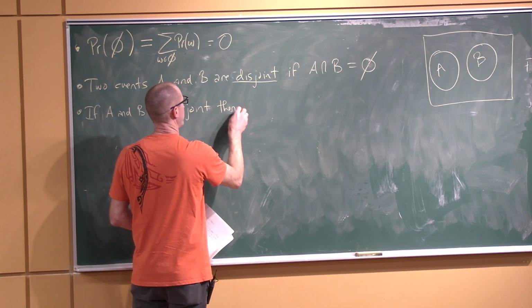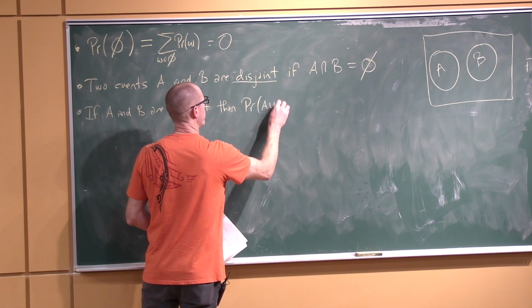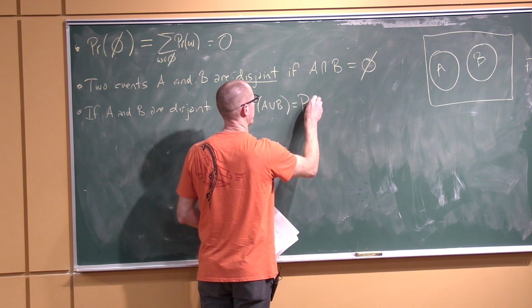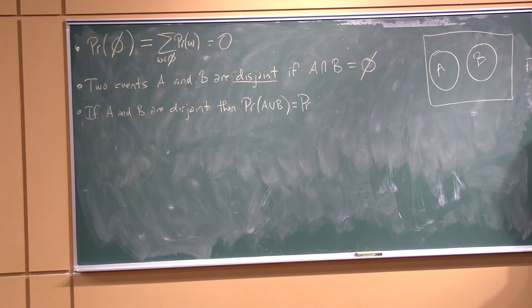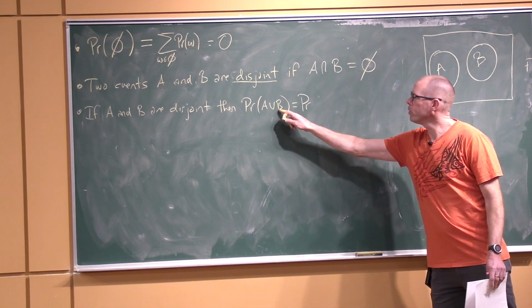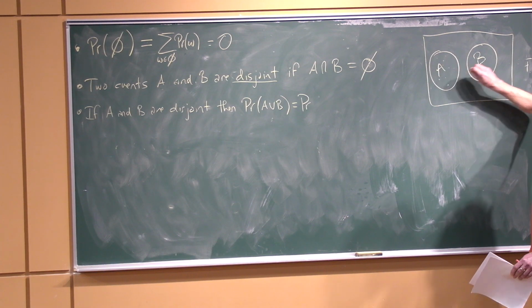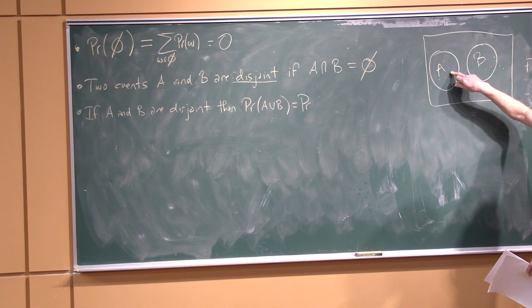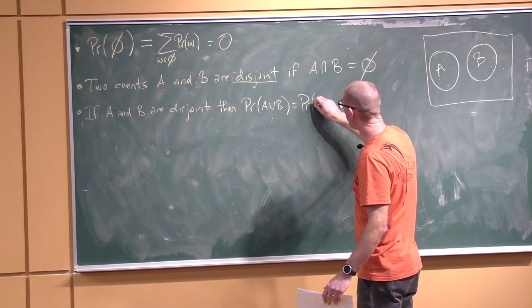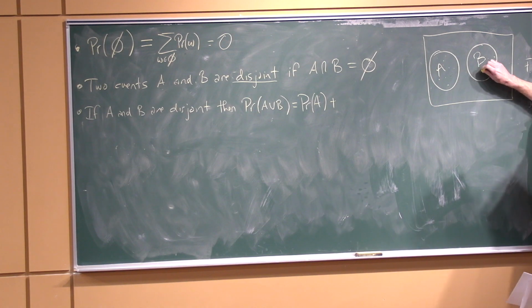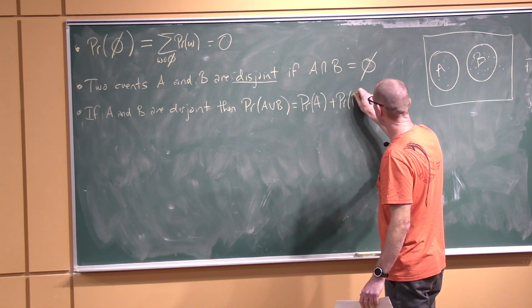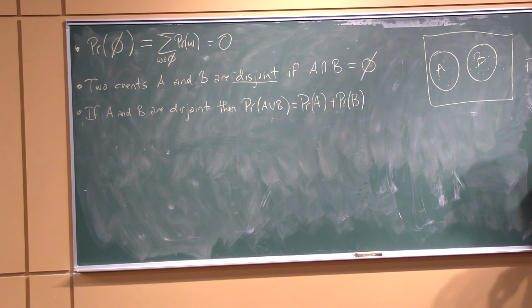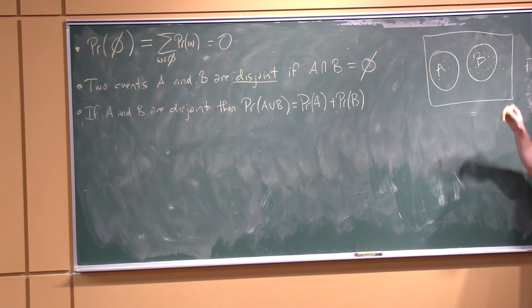If A and B are disjoint, then the probability of A union B equals, well, why don't you tell me? Yeah. The way to get the probability of A union B is to add up the probabilities of all the little events in here and all the little events in here. The probability of all the little events in A is just the probability of A. The probability of all the little events in B is the probability of B. And there's nothing else in there, right? That's A union B.